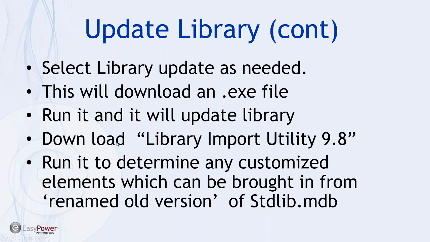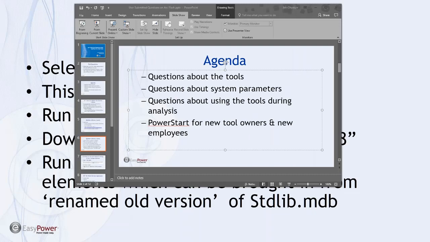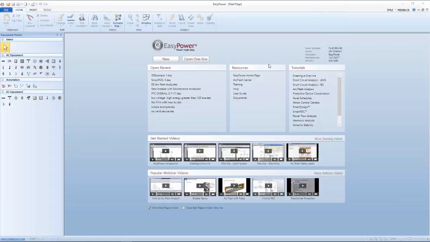If we have a customized part of our old library we want to save, we want to utilize the library import utility. By running it, it will allow us to bring in the differences between the new library and the old library so we don't overwrite any of our customized changes. So let me see if I can walk through this real quickly.